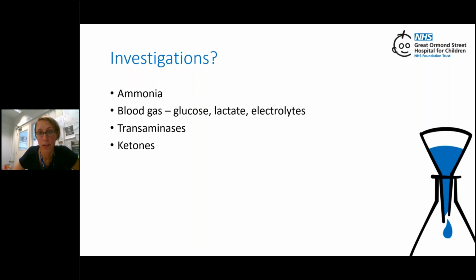And what would be useful is the next investigation. As we've gone through already before, we would do an ammonia. Yeah, perfect, a blood sugar check. So the blood sugar would obviously be on the blood gas as well. The blood gas will also give us a lactate and electrolytes. It's useful to look at the liver function, to see what the transaminases are doing, and check ketones.